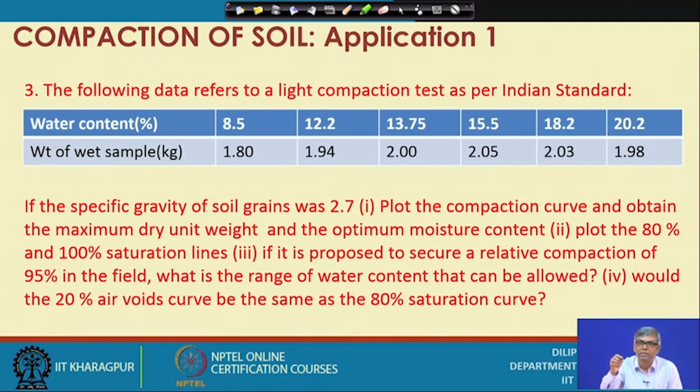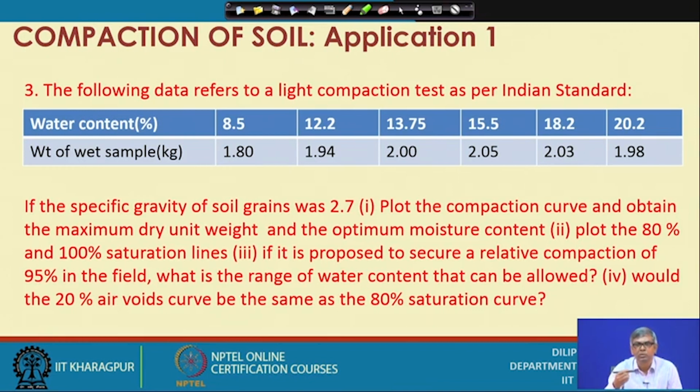density, but if I want to know 95% of that, suppose you have got 1, 95% of 1 means 0.95, then I will draw a horizontal line at 0.95. So the 0.95 dry density will fall on both sides of the optimum, and that range you will get. And would the 20% air void curve be the same as the 80% saturation? This is the question asked.